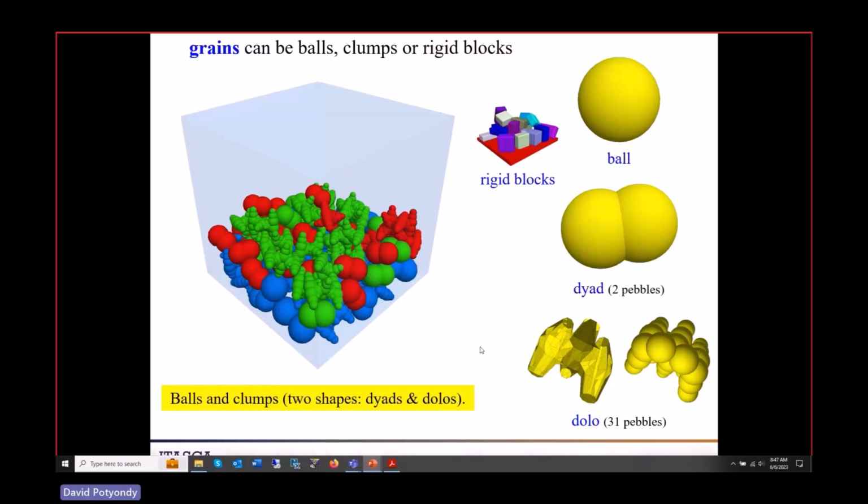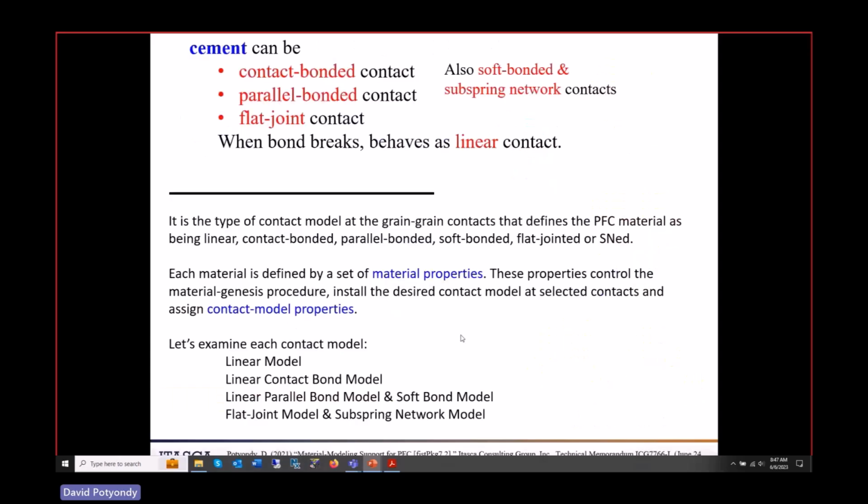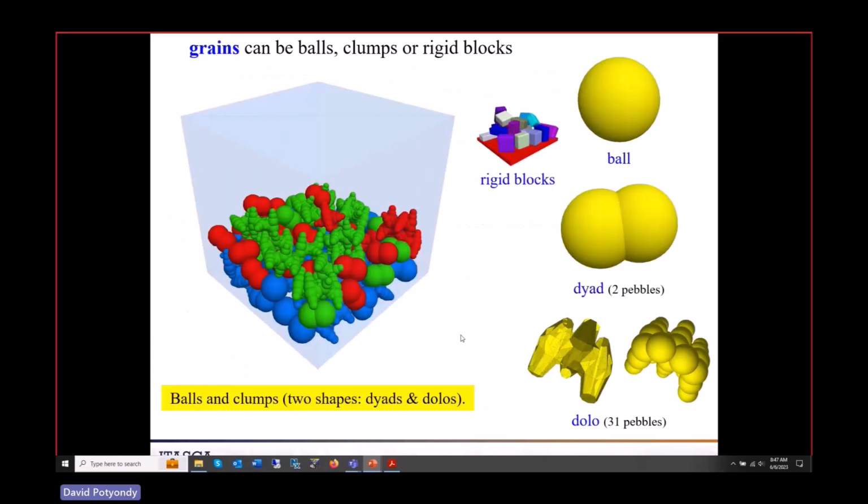This is more the case of a granular system, but you could bond this too. Yeah, you could bond this. So here I've got balls. These are clumps. I'll call this a dyad. I'll call this a dolo. There you go. You throw them in a box and pack them, and you could bond them. That's almost for sure not a good model of a rock.